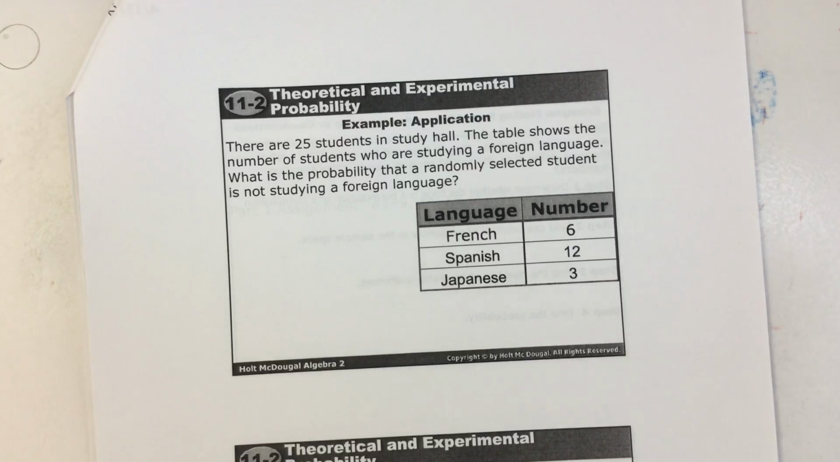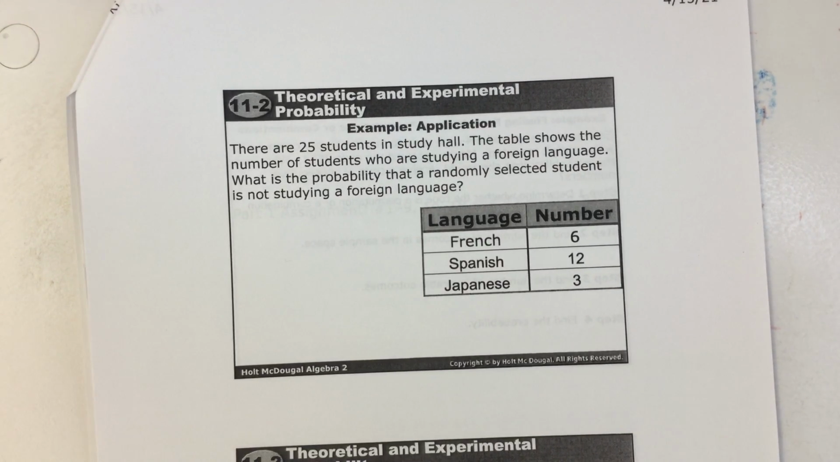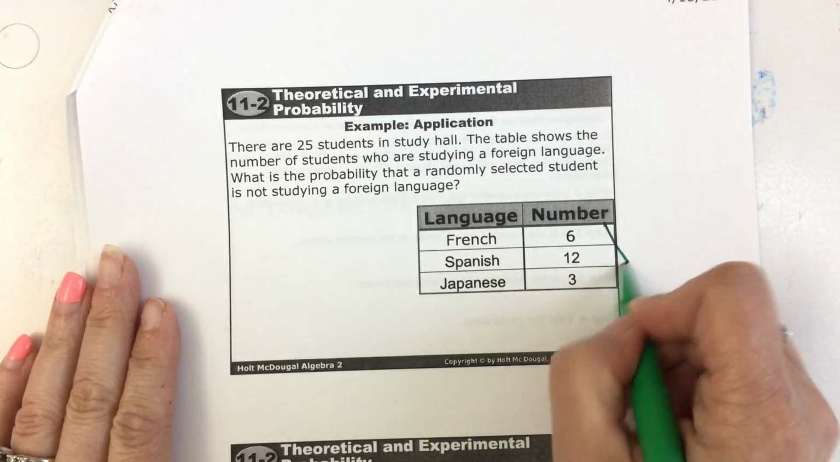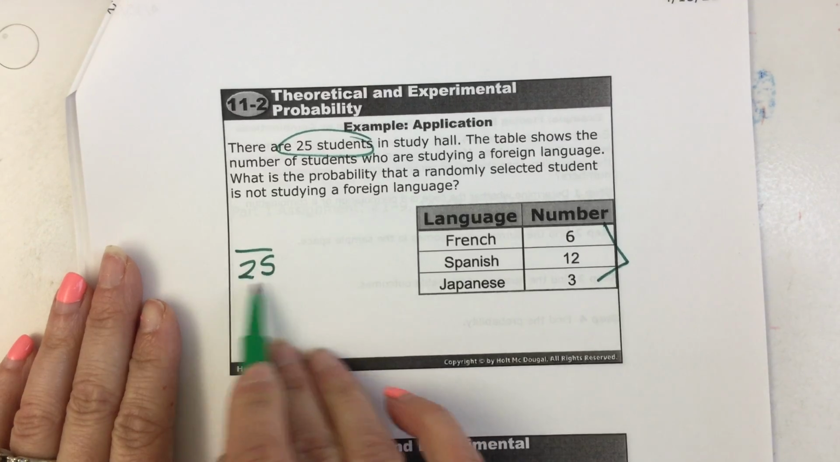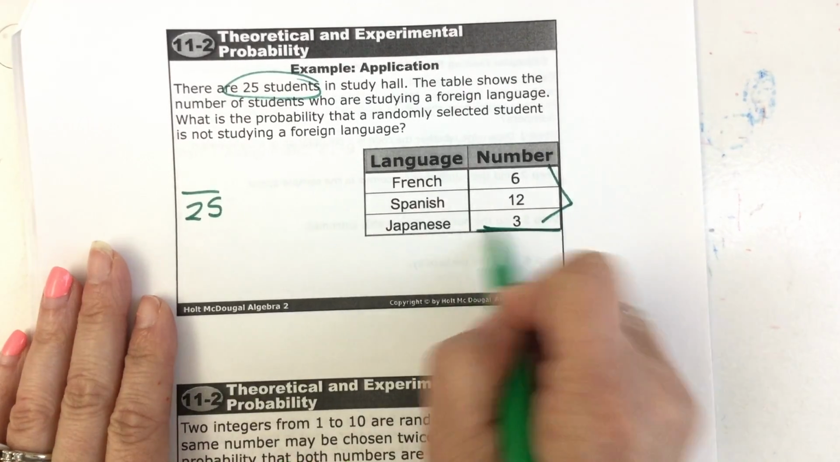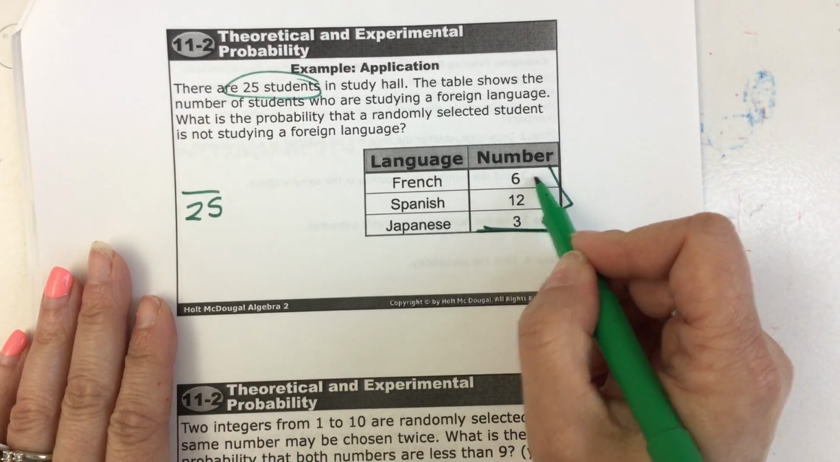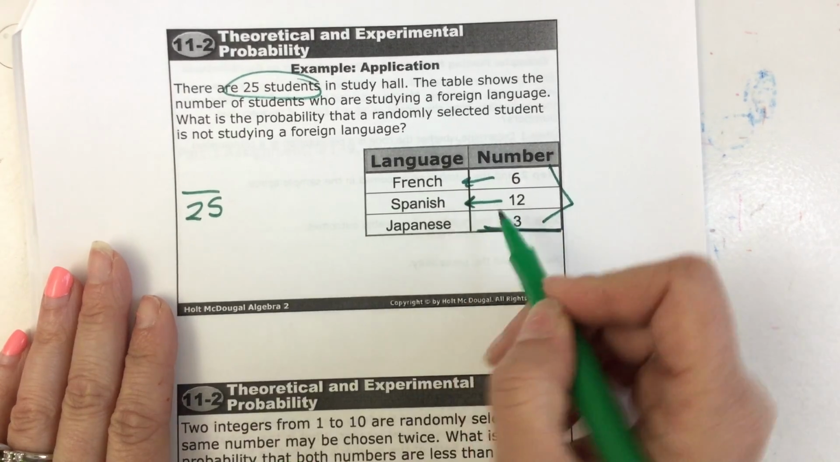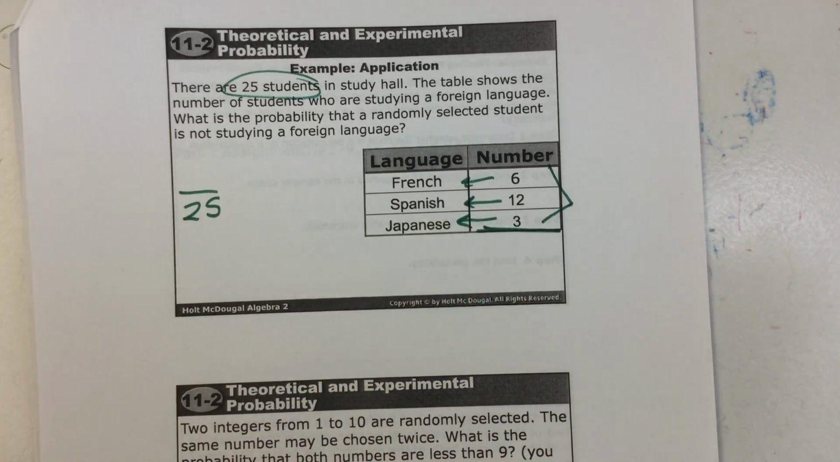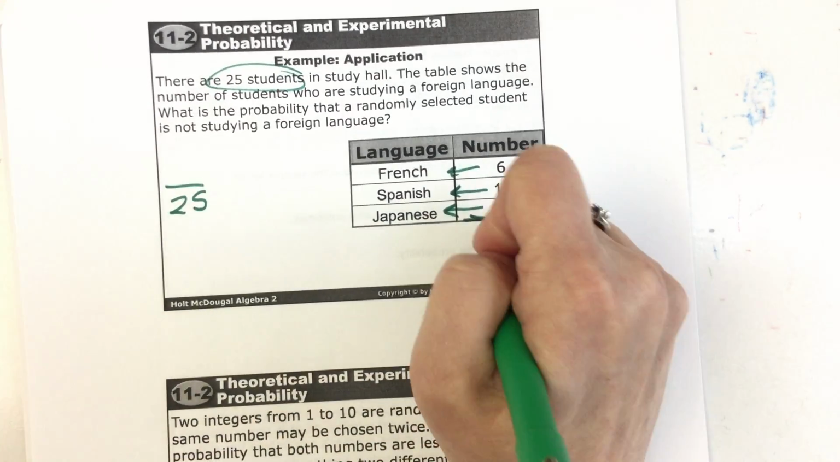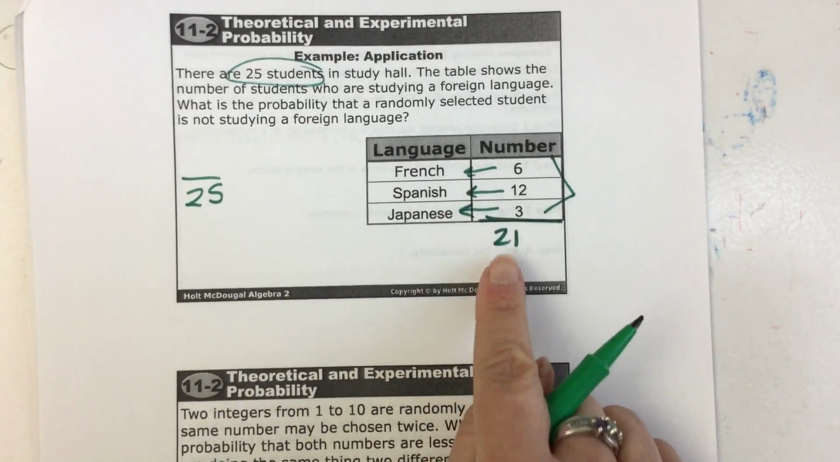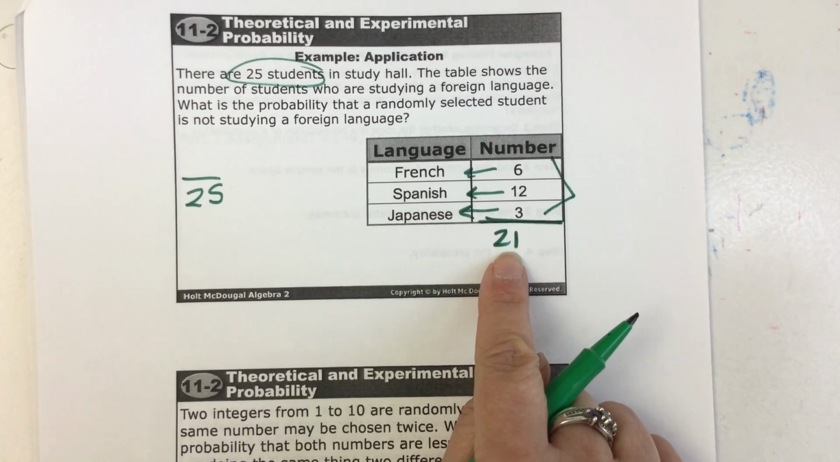All right, next, there are 25 students in a study hall. The table shows the number of students who are studying a foreign language. So there are 25 students in the study hall. The total is going to be your denominator. In the study hall, 6 people study French, 12 people study Spanish, 3 people study Japanese. So 6 plus 12 plus 3. So in that study hall, 21 students are studying a foreign language.